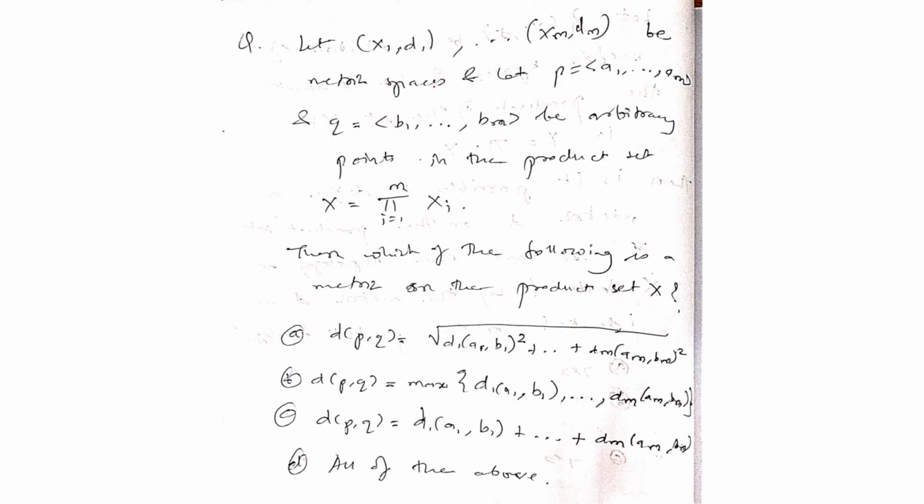So let (X1, d1) up to (Xm, dm) be metric spaces, and let p equal to the tuple (a1 to am), and q be the tuple (b1 to bm), be arbitrary points in the product set X equal to the product set from i equal to 1 to m of Xi. Then which of the following is a metric on the product set X?